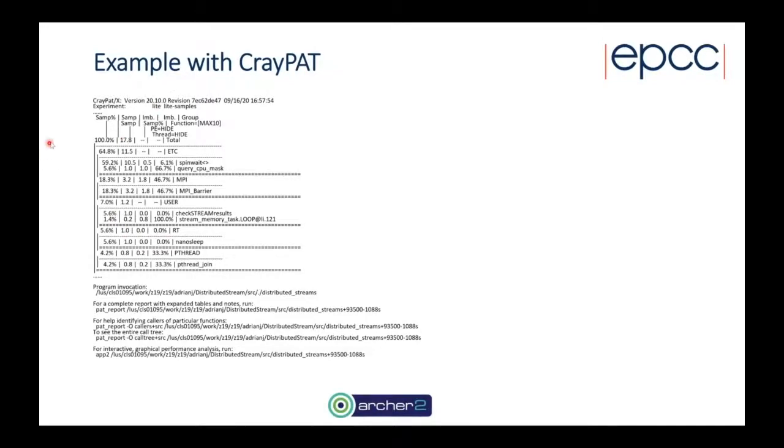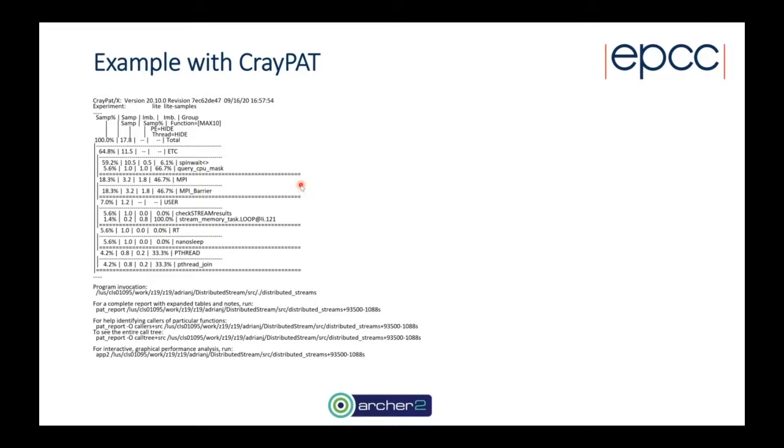So here what we can see is this application, we've now got this kind of breakdown. This is Craypat output, command line Craypat output. It looks a bit more like the gprof output, which I haven't shown you yet, because it's grouping together things by different types. You can see that this program didn't take very long to run, but 65% of it was in what we call ETC, which usually means system functions. 45% of it was in MPI, and then about 7% was in user code, so this is my routines, my functions, and then there's some other stuff going on down here, but we can probably ignore that.